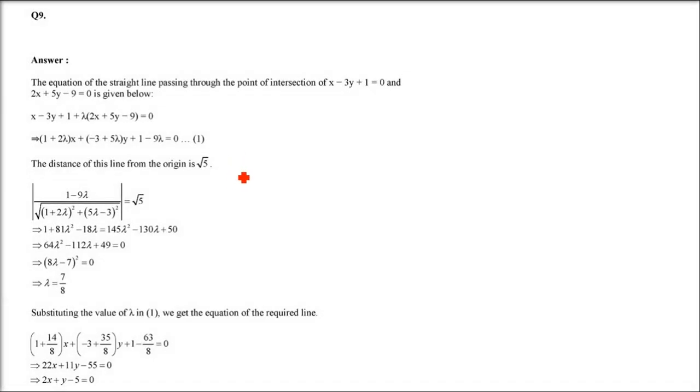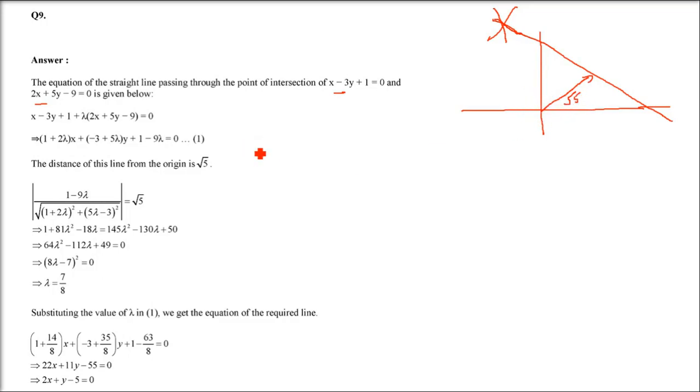This one is question number 9. Find the equation of the lines through the point of intersection of the two lines, and whose distance from the origin is root 5. So a line which is passing through the intersection of two lines is having a distance of root 5 from the origin, 0, 0.